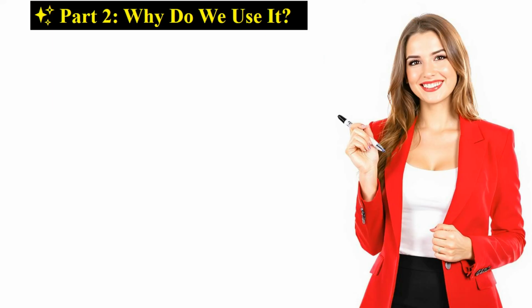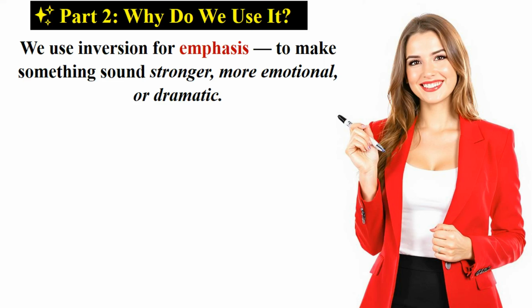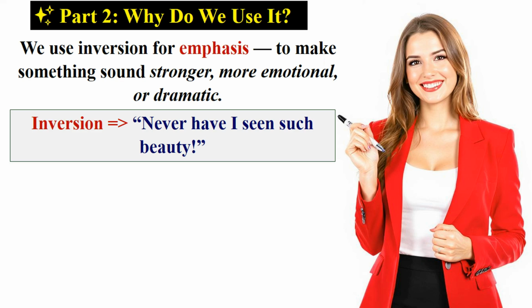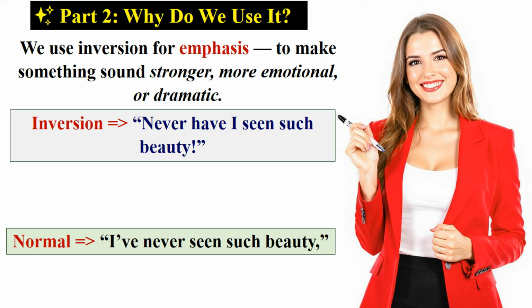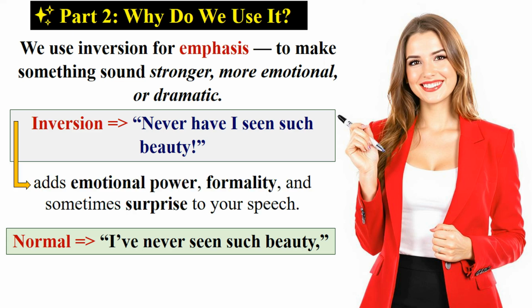Part 2. Why do we use it? Now, here's the fun part. We don't just flip words for no reason. We use inversion for emphasis, to make something sound stronger, more emotional or dramatic. It's like when your friend shows you an amazing view and you go, "Never have I seen such beauty." You could say, "I've never seen such beauty," and it's fine. But "never have I seen such beauty" sounds like something from a movie scene. So inversion adds emotional power, formality, and sometimes surprise to your speech.